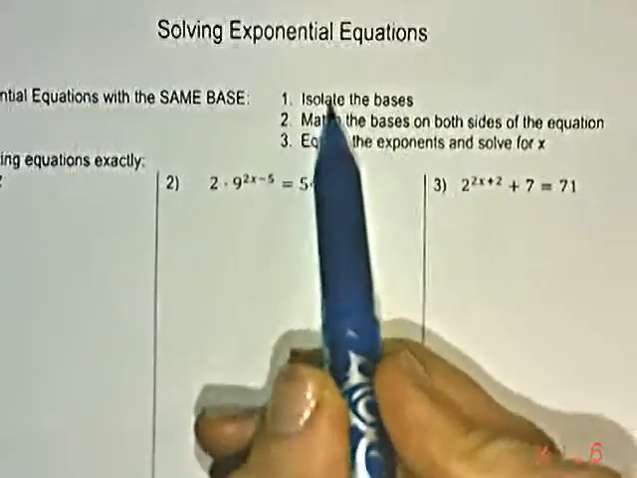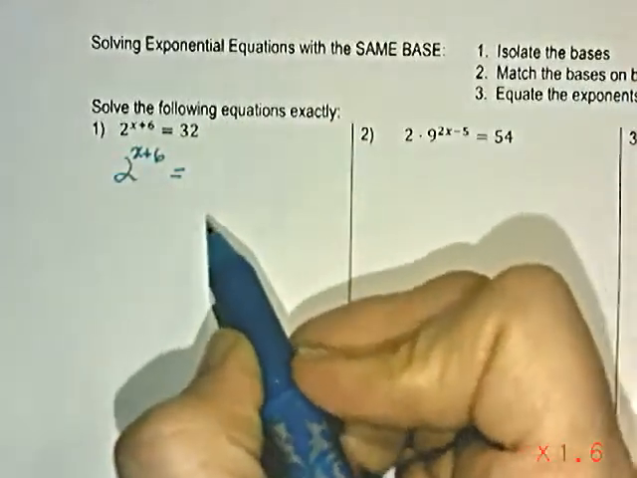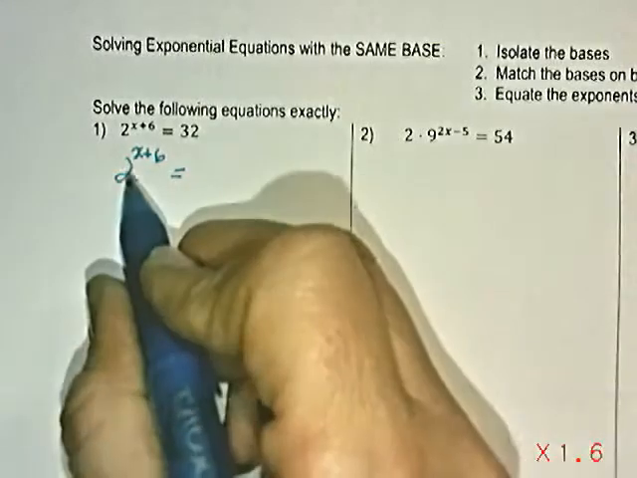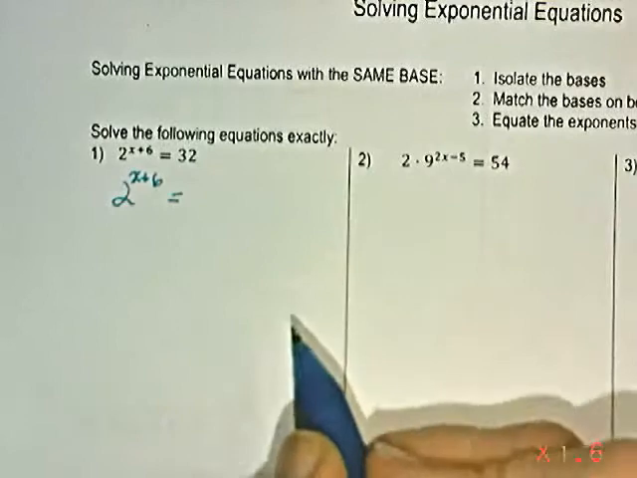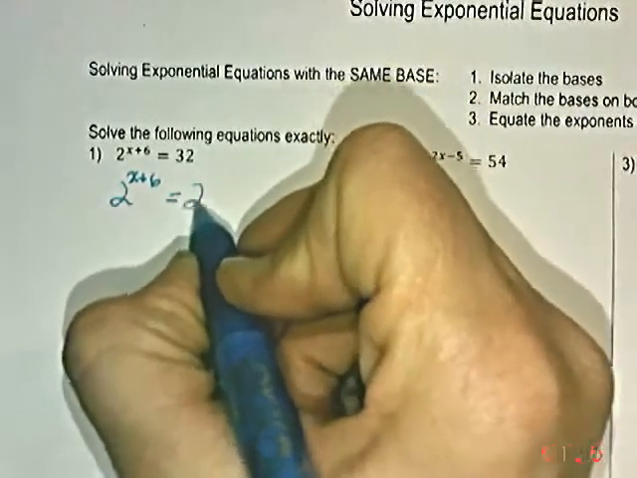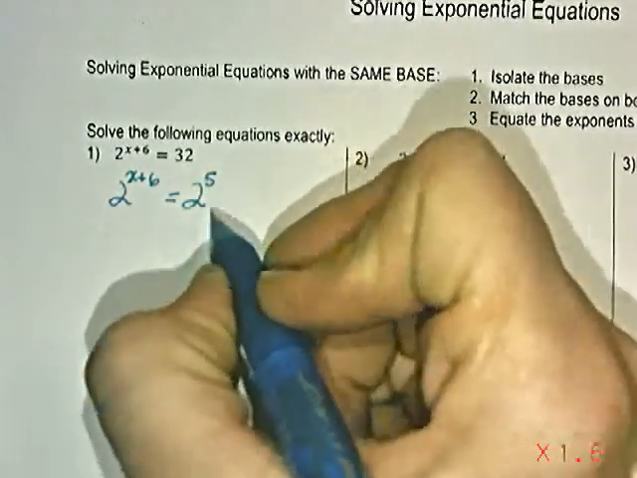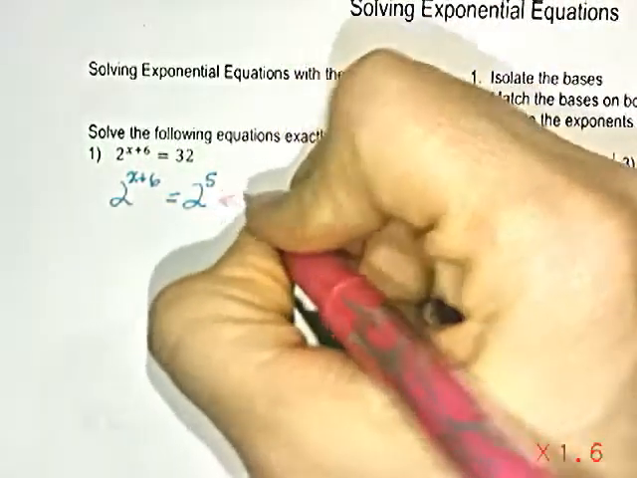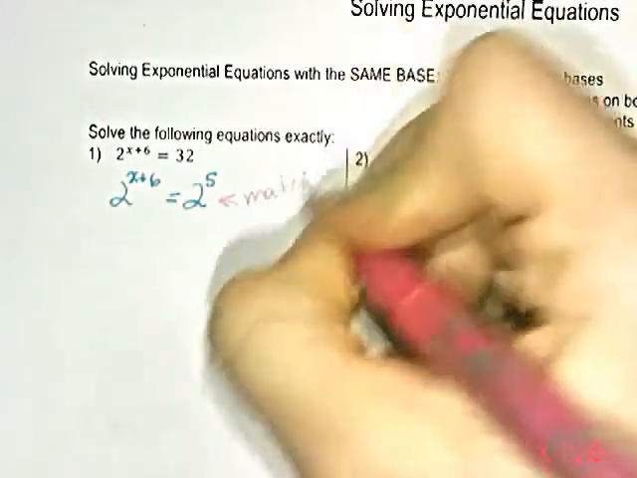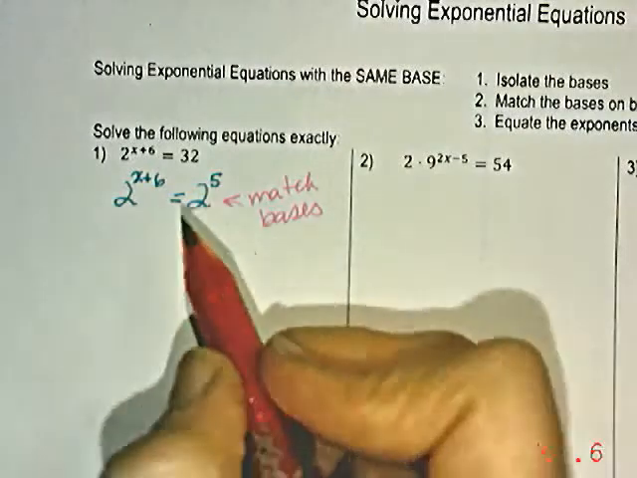Well, isolate the bases has already been accomplished for us. There is nothing but this base 2 on this side of the equation, and so we move to step 2. We match the bases on both sides, and that simply just means express your 32 as a 2 to some exponent, which is that 5. Once I have matched my bases, I will then equate my exponents.